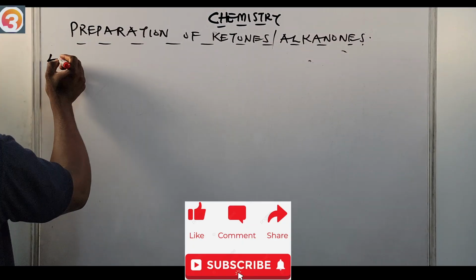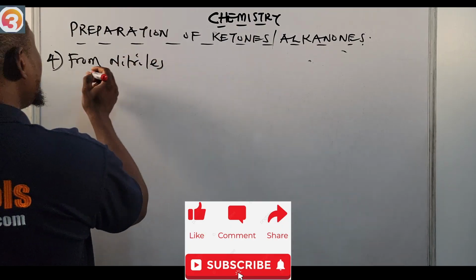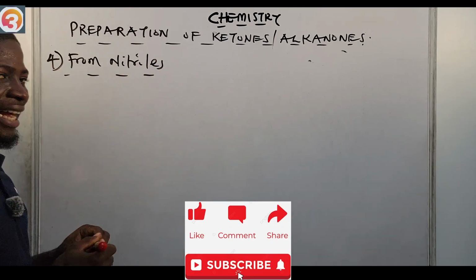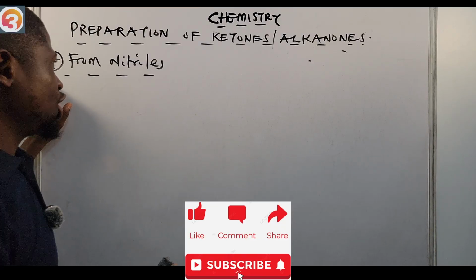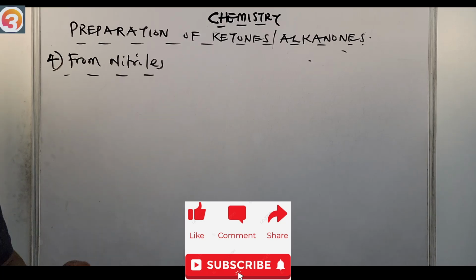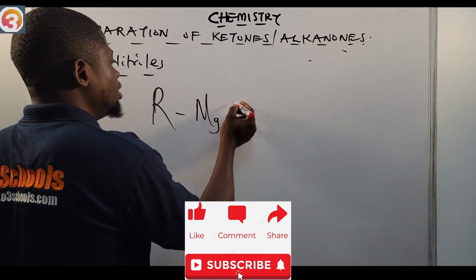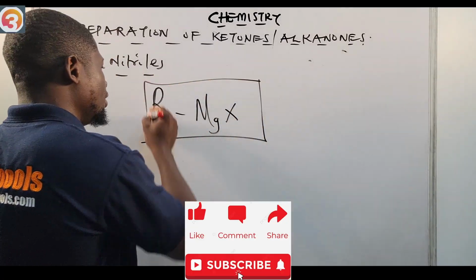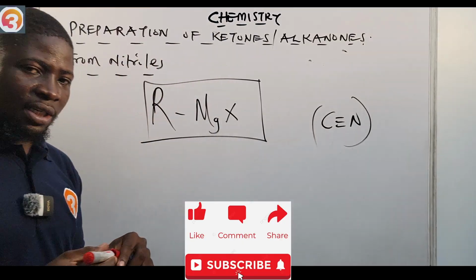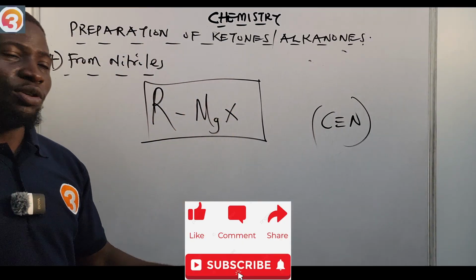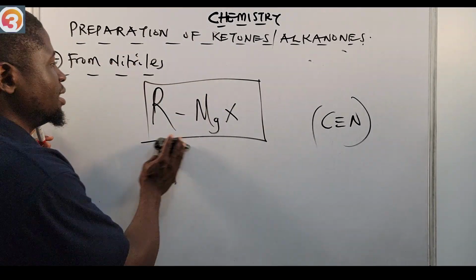This one is from nitriles. So the action of Grignard reagent on nitriles can lead to the formation of a ketone. Our Grignard reagent, remember, is RMgX. The action of this Grignard reagent on a nitrile. You know what a nitrile is? Compounds having the C triple bond N group. Those are the nitriles. So the action of a Grignard reagent on a nitrile will give us a ketone. All right, so let us see that.